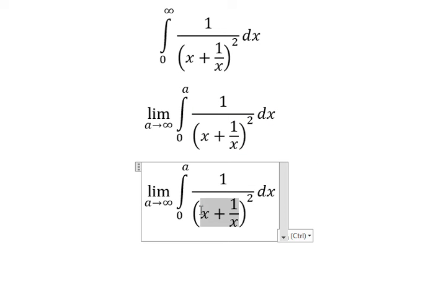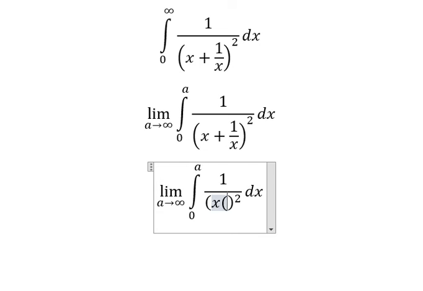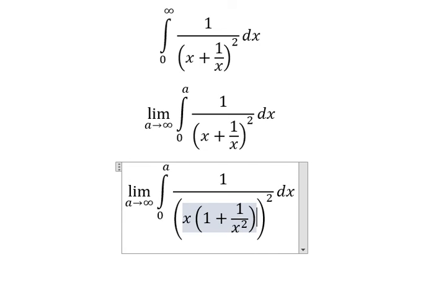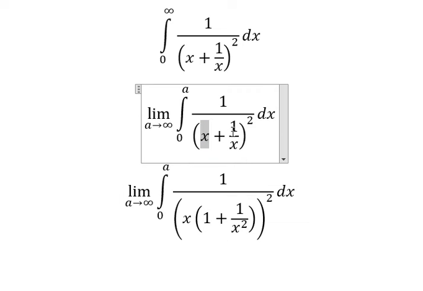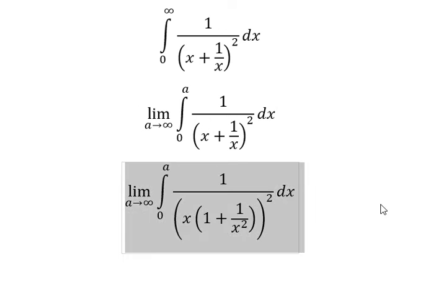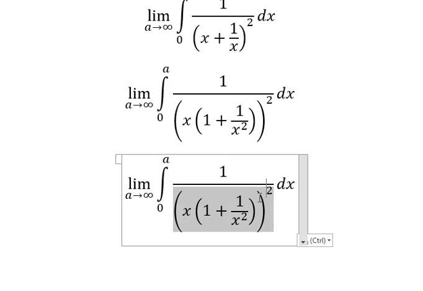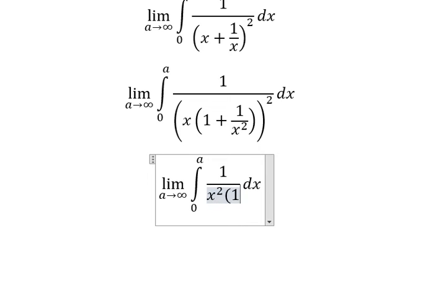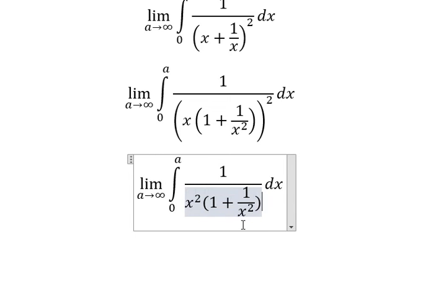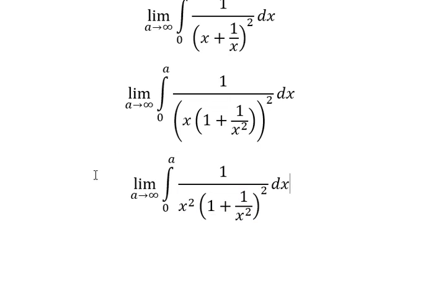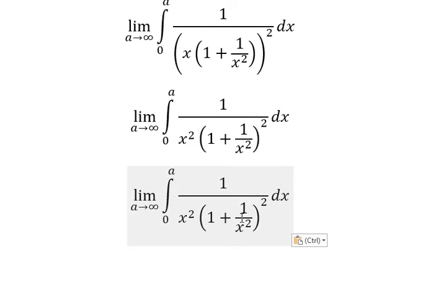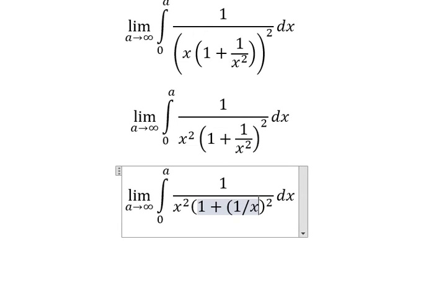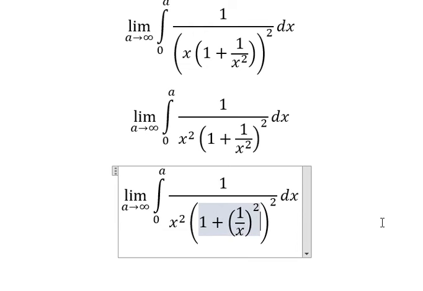So for this one, we can put it like this, because x multiplied by this one, and we have x plus 1 over x. So this one we can put into s squared multiplied by 1 plus 1 over s squared, to the power of 2. This one we have 1 over s to the power of 2.